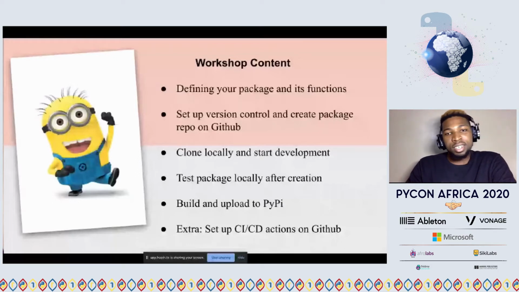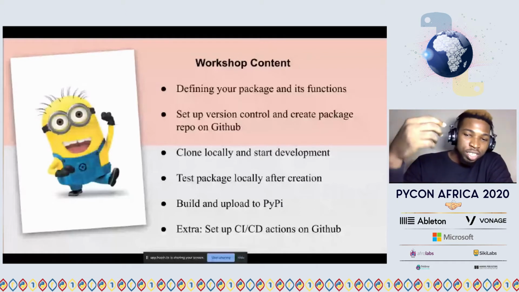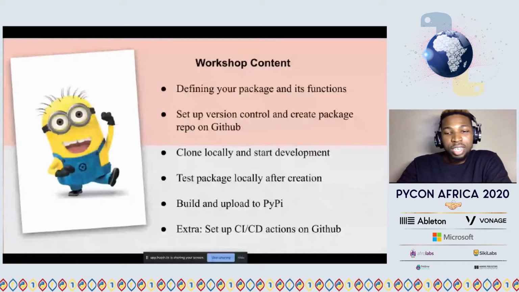PyPI is a repository of Python packages. Anytime you do pip install followed by the name of a package, pip goes to PyPI and pulls the source code from PyPI. So for you to make your package available to the general public, you have to upload it to PyPI. Then an extra section that we'll talk about is how to set up CI and CD actions on GitHub. Sometimes you might want to automate some specific tasks.